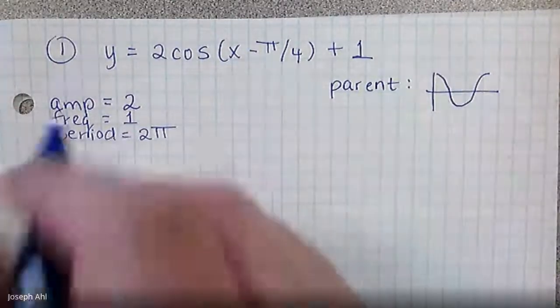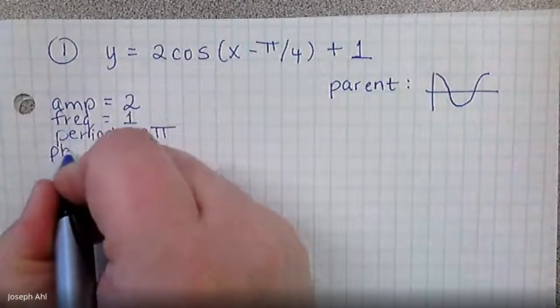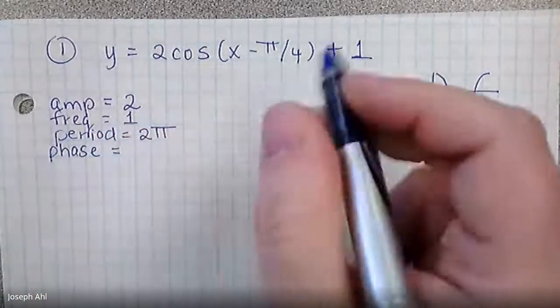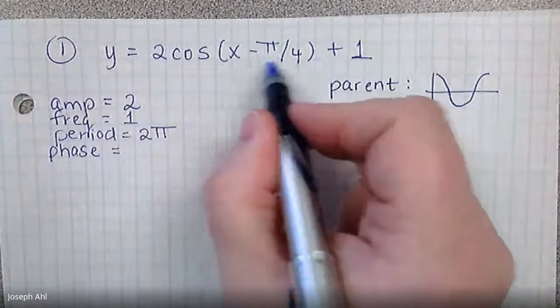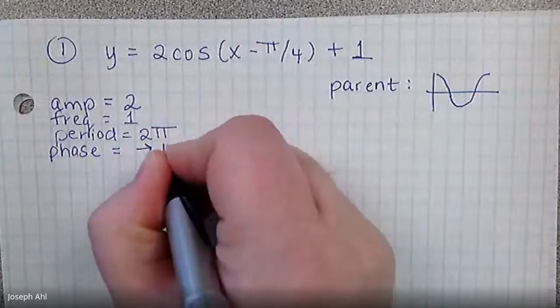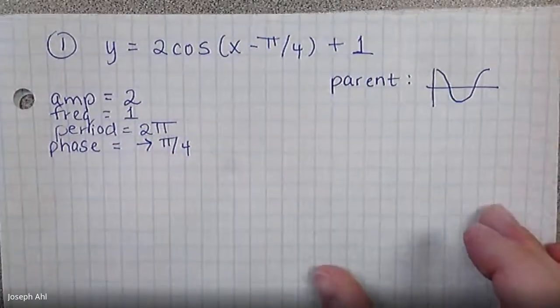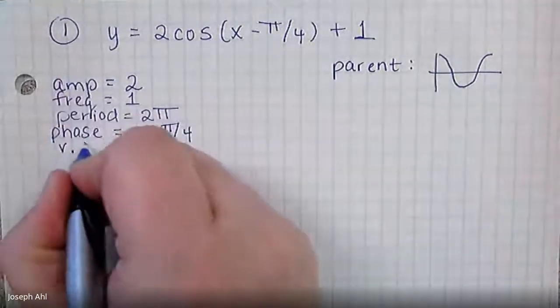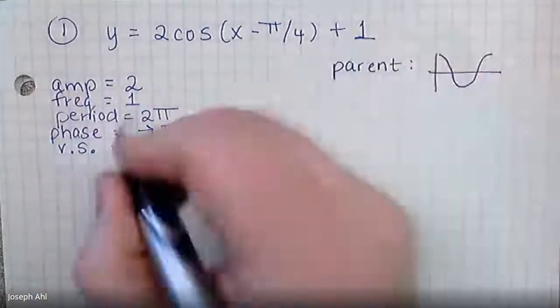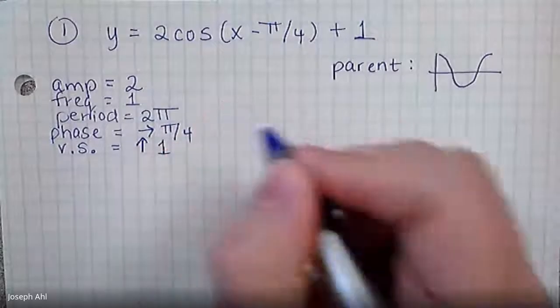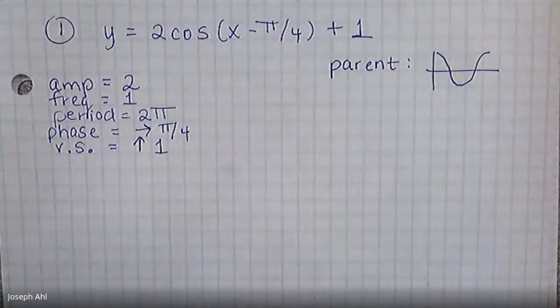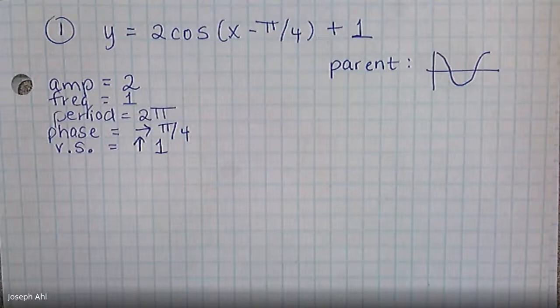Okay. Let's talk about the phase shift. If it's minus pi over 4, that's going to bring everything to the right pi over 4. And the vertical shift with the +1 at the end is going to move everything up 1 unit. So if you're pretty good at identifying all of that information, we're really starting to build a case for making a complete sketch of one cycle of the graph here.